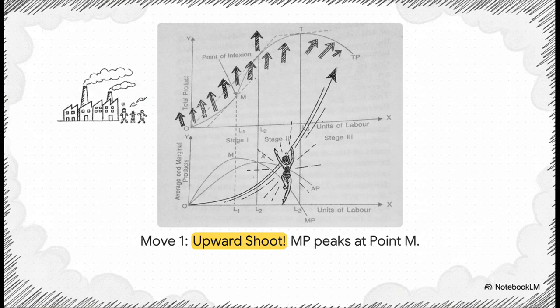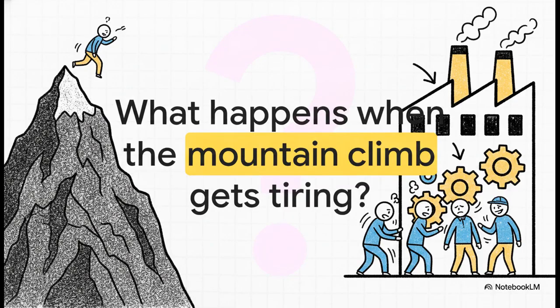Okay, move number 1, the upward shoot. When we first start adding helpers, the factory gets super efficient. Total product increases at an increasing rate. It shoots up super fast. And because of that, marginal product shoots straight upward, right to its absolute peak, which is marked here as point M. In economics, this top spot on the mountain curve is actually called the point of inflection. Things are going great, right? The mountain is growing so fast, and our extra output is totally peaking.